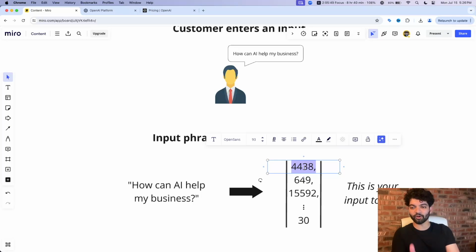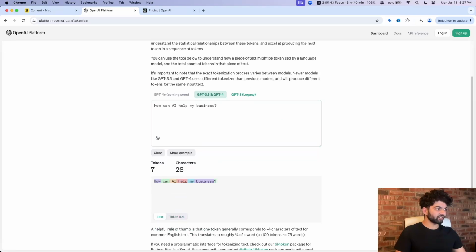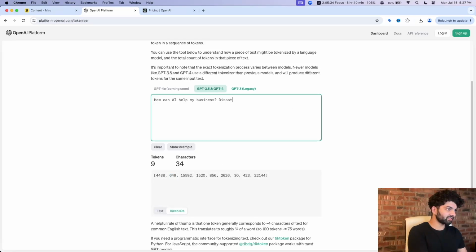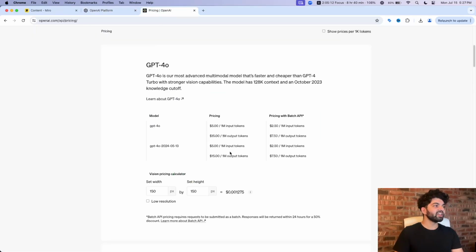And so to drive this point home, let me just show you. I have the same phrase over here. And if I go to text here, how can AI help my business? Notice how each word is highlighted, and each different color represents a different token. So if I go to token IDs here, how is represented by 4438, can is represented by 649, and so on. So it's not a one-to-one thing. Like if I type in dissatisfied, hopefully I didn't misspell that, notice how it's two tokens for one word. So that's why if you go on any kind of LLM website, it's not the number of words, it's the number of tokens, because that is the language of an LLM.